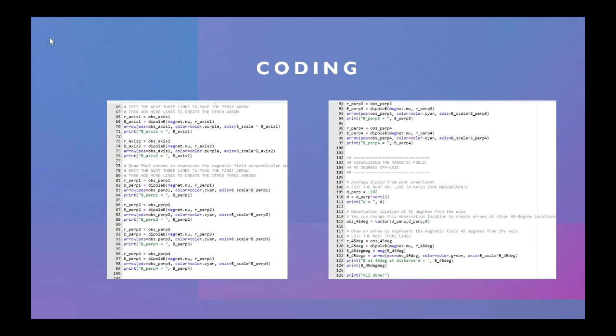Here are some snapshots of the code that I wrote up. On the left, you'll notice that the code given there calculates the magnetic fields both on the axis and perpendicular to the axis. On the snapshot of code to the right, you'll notice that we find the magnetic field arrow 45 degrees from the axis.